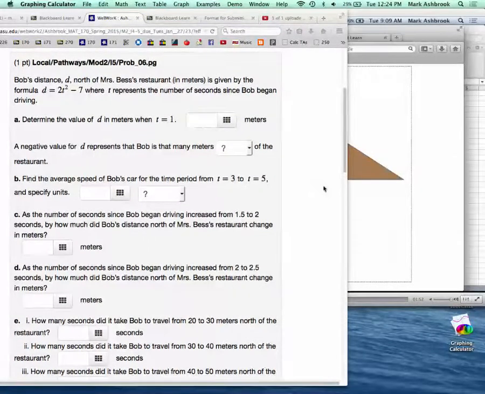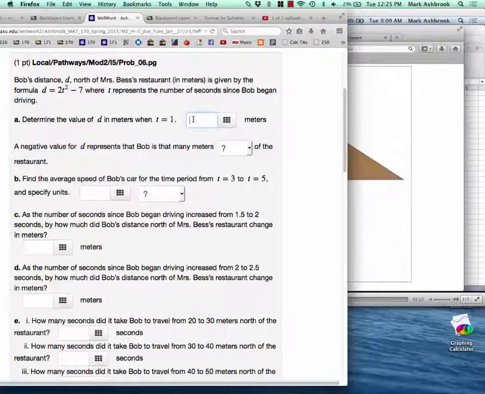So we have the distance d north of Mrs. Bess's restaurant in meters. So that's a well-defined variable given by the formula d equals 2t squared minus 7, where t represents the number of seconds since Bob began driving. So we've got our defined variables d and t. Okay, so determine the value of d when t equals 1 should be pretty easy. This formula does exactly that. Given a value of t, it gives you the corresponding value of d. So we could plug that in and we would get, I think, -5.